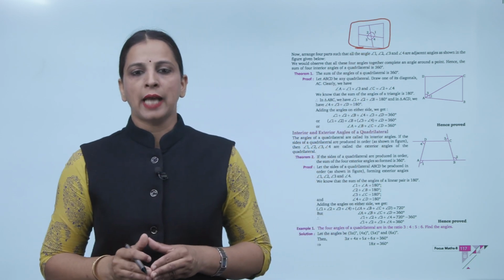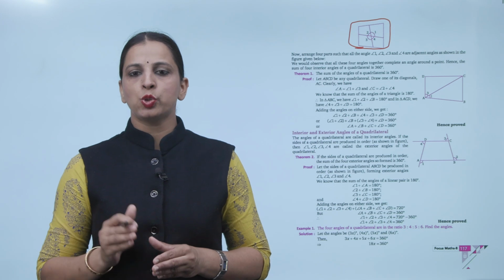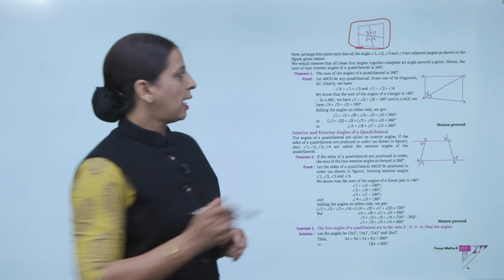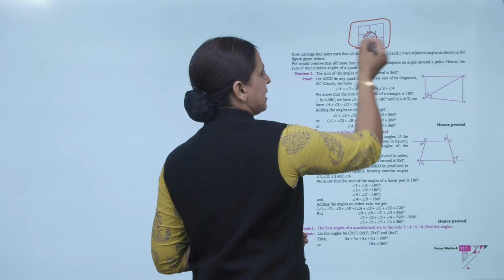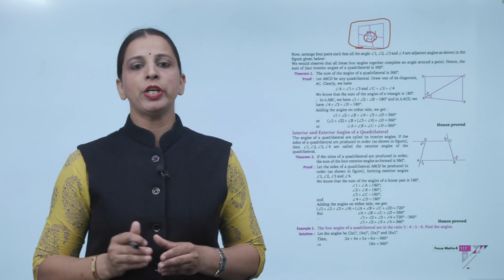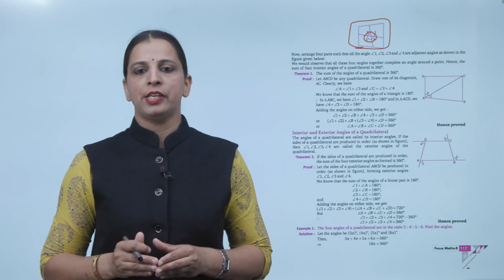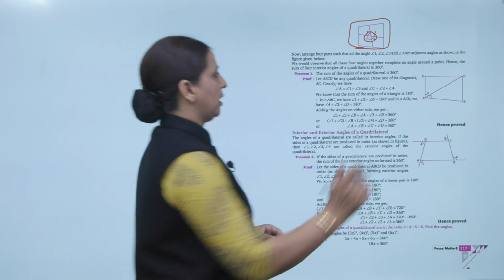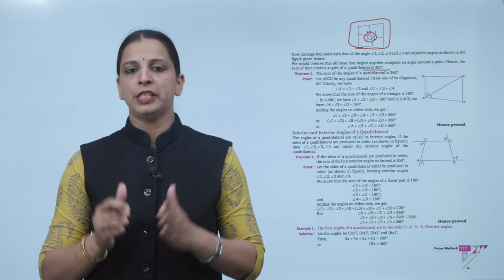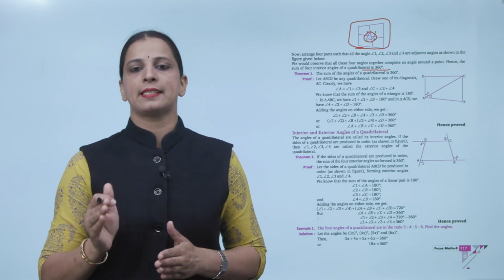We would observe that all these four angles together complete an angle around a point. All together they form one complete angle. Hence, the sum of the four interior angles of a quadrilateral is 360 degrees. Therefore we say that the sum of the four interior angles of a quadrilateral is 360 degrees.